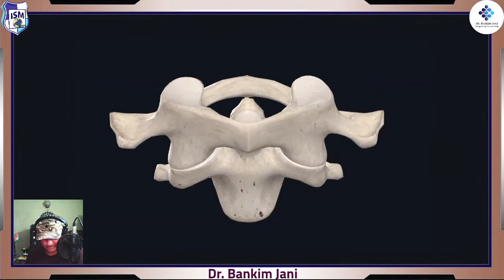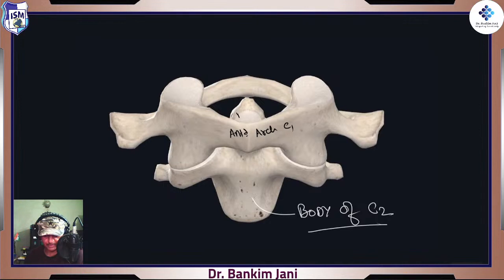That's the body of C2, right? And this is like anterior arch of C1. That's the dens or the odontoid process of C2. This one is the posterior arch of C1. And then the transverse process, etc. But that's how it is arranged. So this one would be like an anterior view.